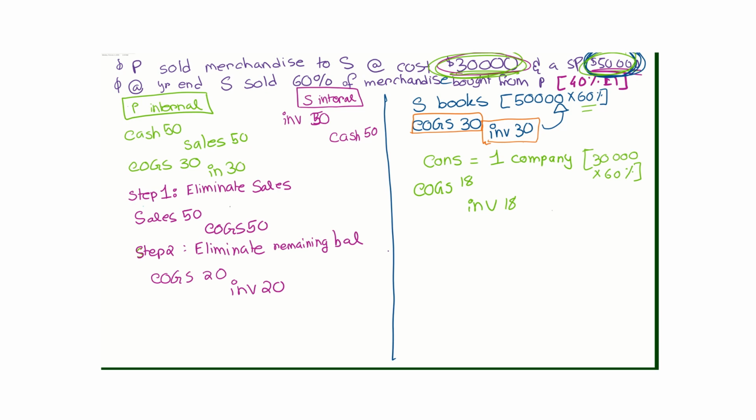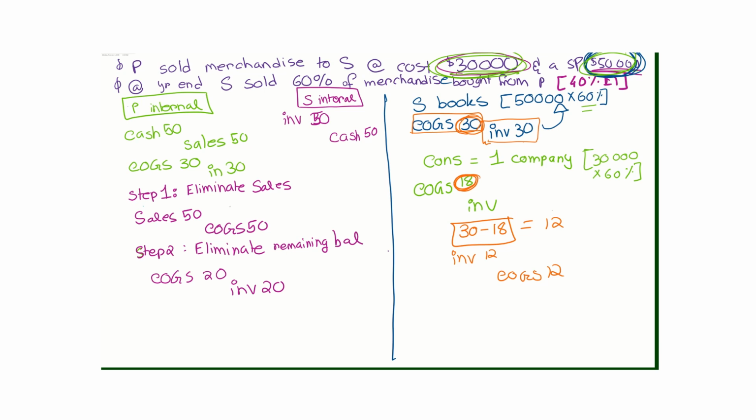So how much did we overstate our cost of goods sold and inventory by? Well, it's just 30 minus 18, and that is 12, right? So our cost of goods sold should have been 18, but we debited cost of goods sold for 30, which is 12 over. So we're going to credit cost of goods sold for 12, and we're going to debit inventory for 12.